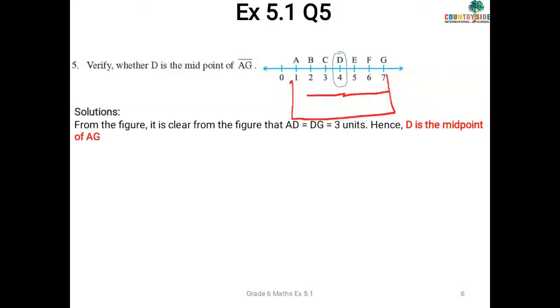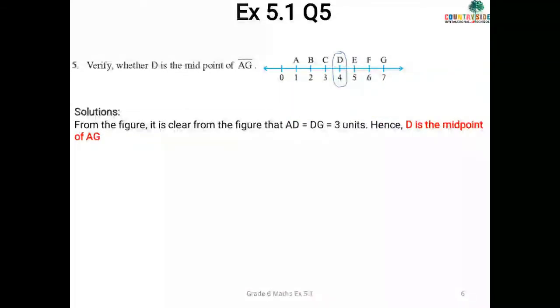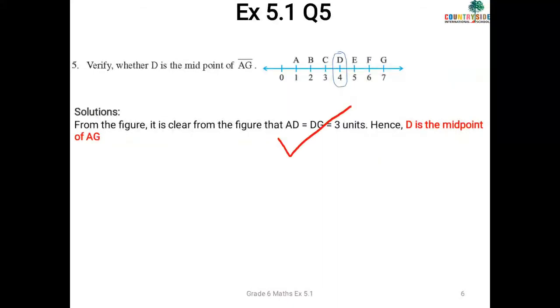So how will you write? From the figure it is clear that AD equals DG equals 3 units, hence D is the midpoint. Okay, so it has the equal space of 3 units, as I have highlighted D as the midpoint.